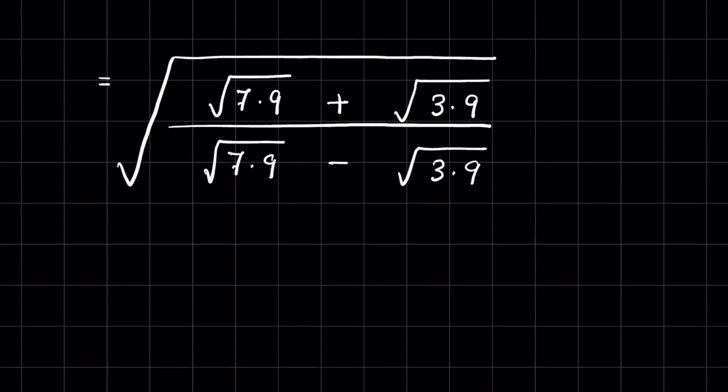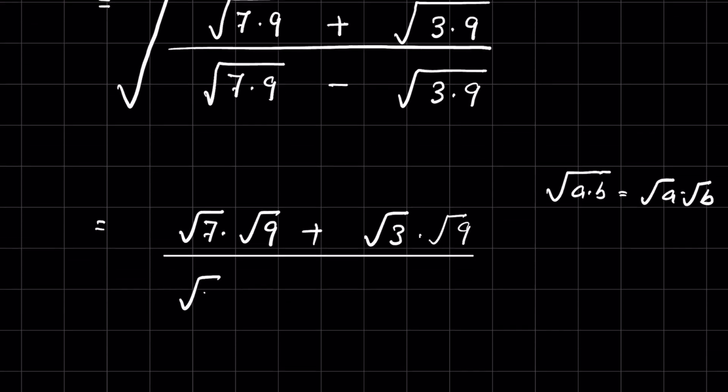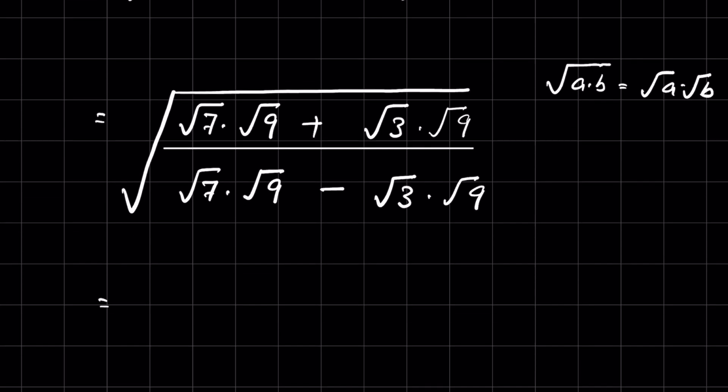Now we know when a times b is under square root, we can write it as square root of a times square root of b. So this means this is square root of 7 times square root of 9 plus square root of 3 times square root of 9, upon square root of 7 times square root of 9 minus square root of 3 times square root of 9, under square root. Now square root of 9 is 3.